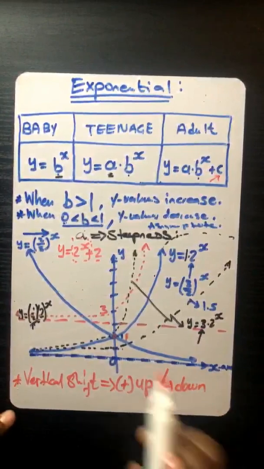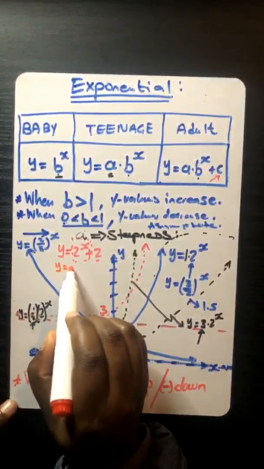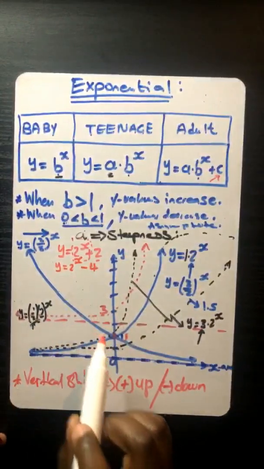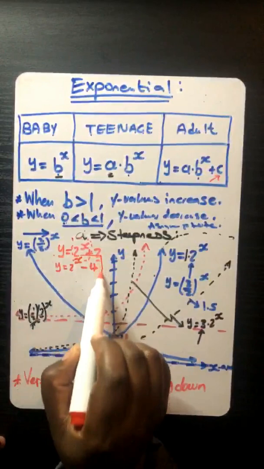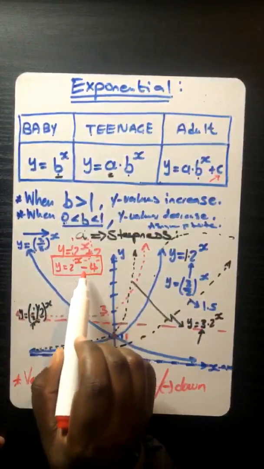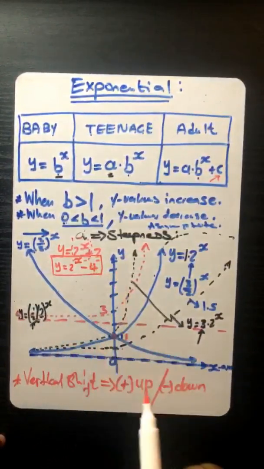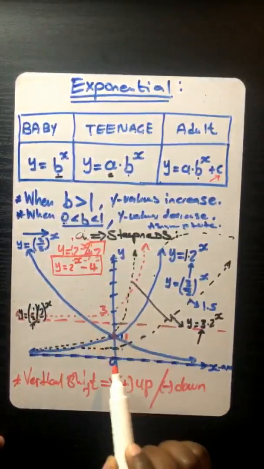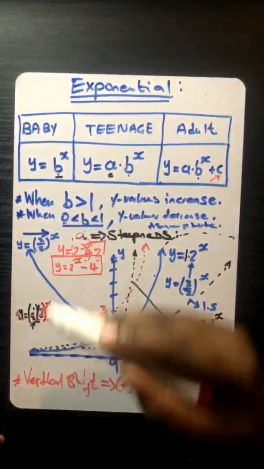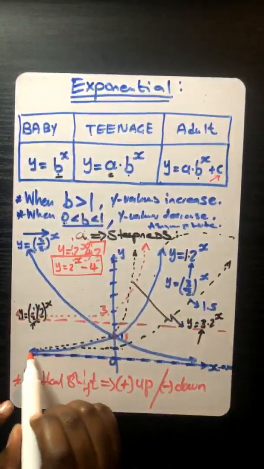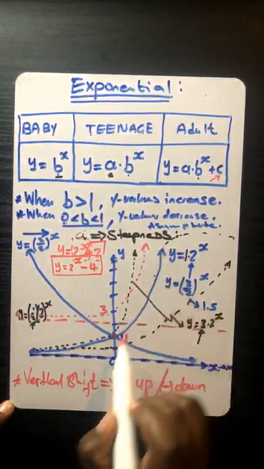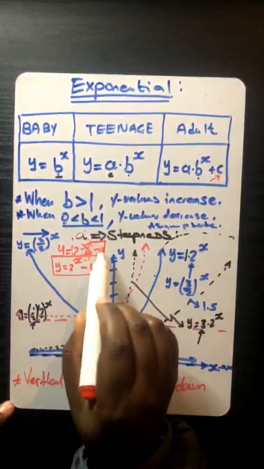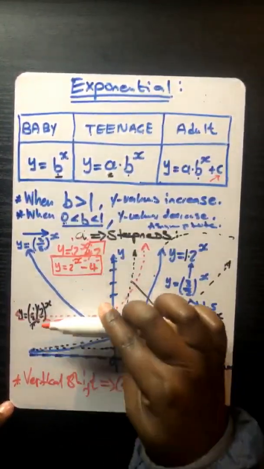So that means if we have a function y equals 2 to the exponent x, maybe minus 4, this function has shifted by 4 units downwards. If it's positive 2, for example, it means that function has shifted 2 units upwards. So obviously the original function was cutting the y-axis at 1. But because of that 2, it means it shifted by 2 units upwards.